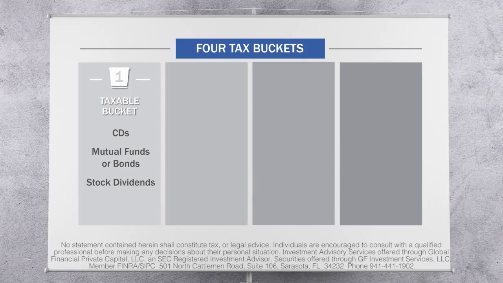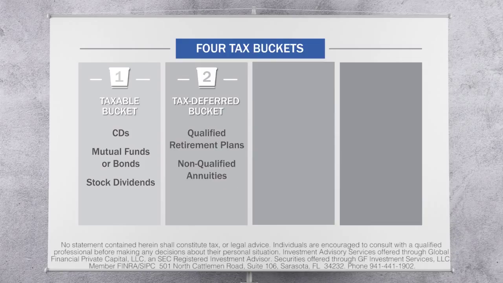The second bucket is your tax-deferred bucket. Generally speaking, there are 3 primary vehicles that fall in the tax-deferred bucket. Qualified retirement plans, that would be your 401k, 403b, 457, and IRAs. Non-qualified annuities also fall in this bucket, as well as savings bonds. Those are all tax-deferred, so those are in bucket number 2.